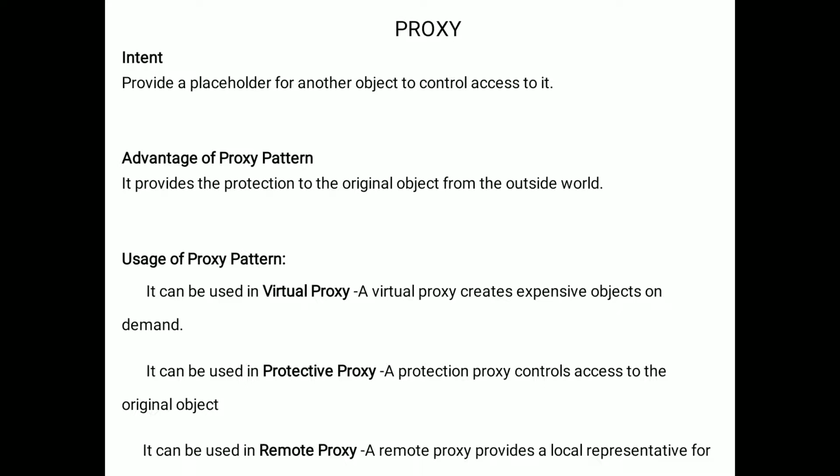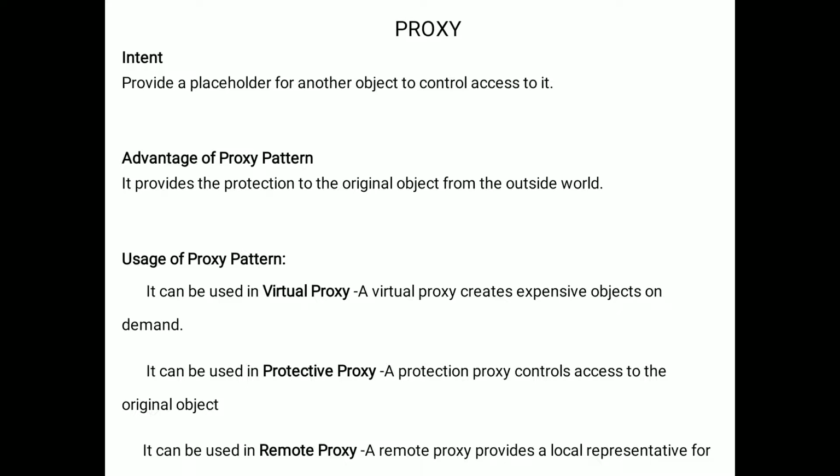The real object gets created only when a client first requests the object, and after that we can just refer to the proxy to reuse the object. This avoids duplication of the object and hence saves memory. This is a proxy or virtual proxy.